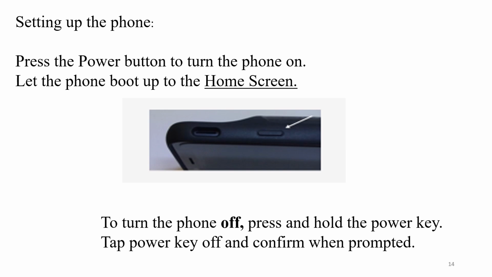Setting up the phone. Press the power button to turn the phone on. Let the phone boot up to the home screen. To turn the phone off, press and hold the power key. Tap power key off and confirm when prompted.